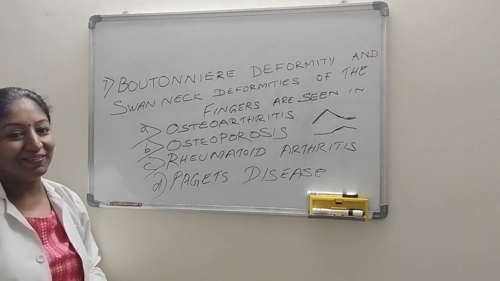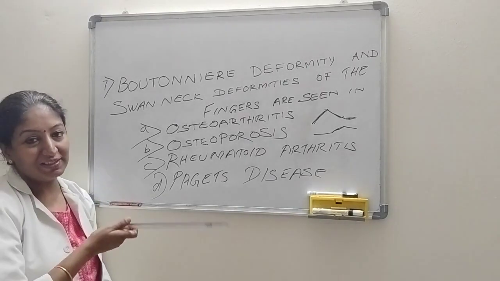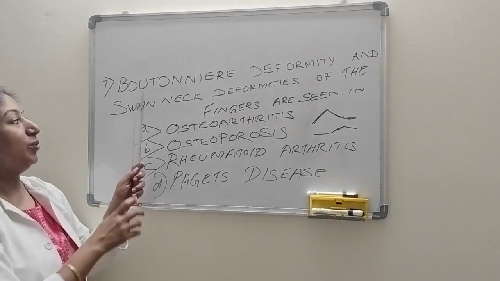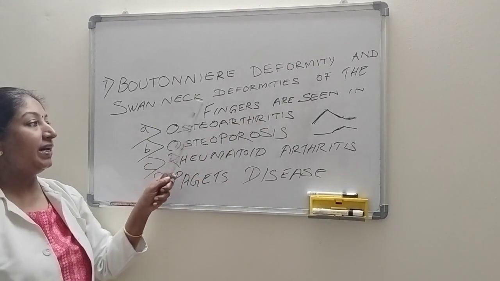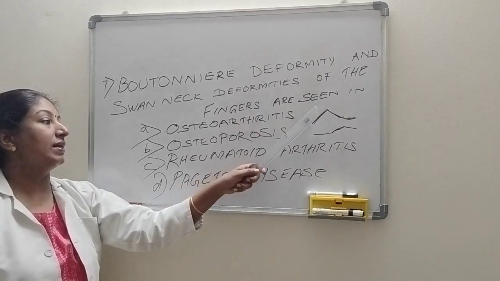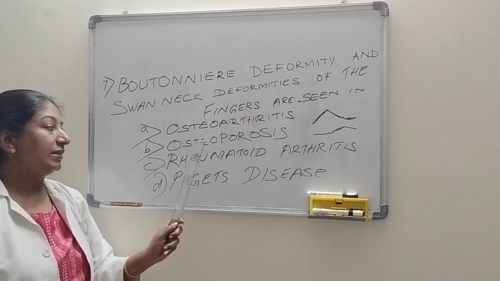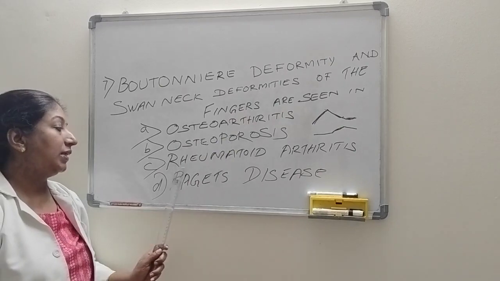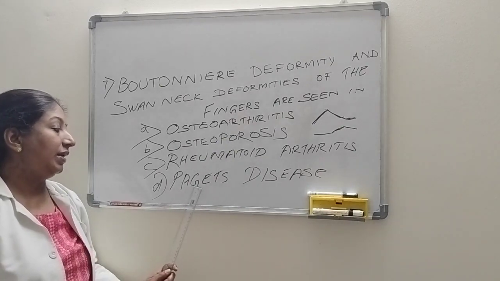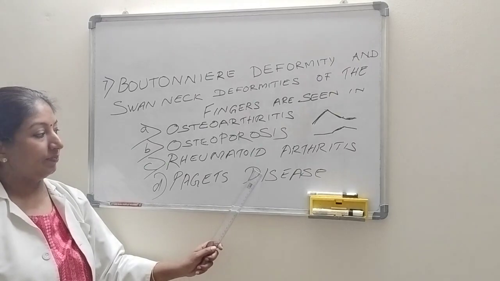So today we'll continue with our next multiple choice question. Seventh one is Buchner deformity and Swan deformities of the fingers are seen in which all conditions? A. Osteoarthritis, B. Osteoporosis, C. Rheumatoid arthritis, and D is Paget's disease.